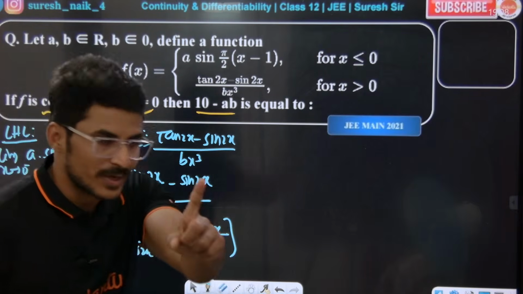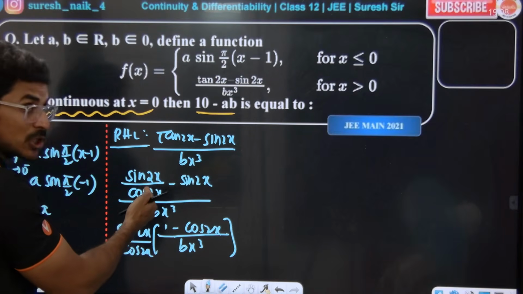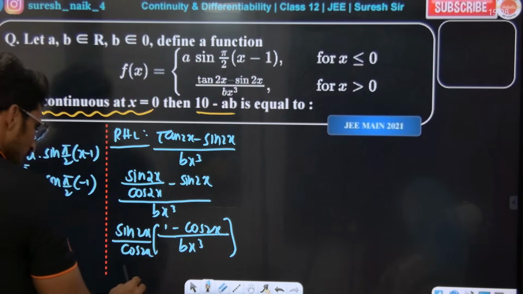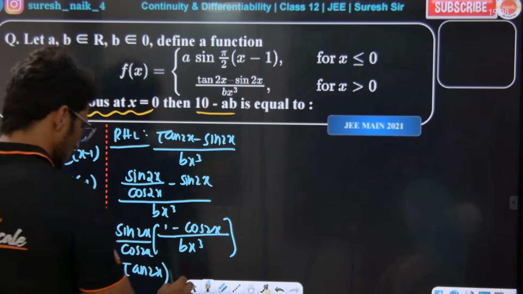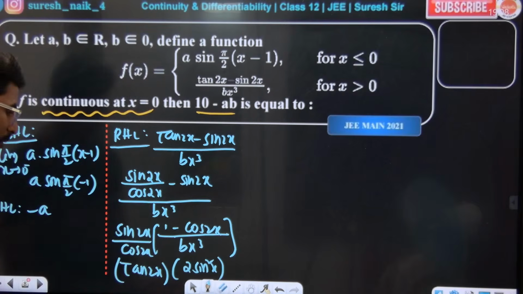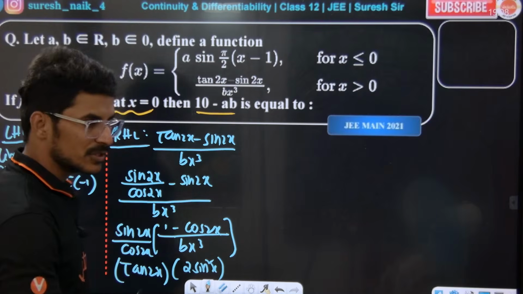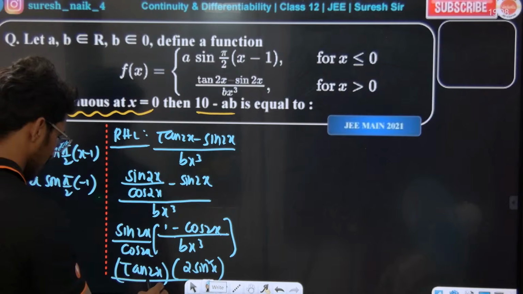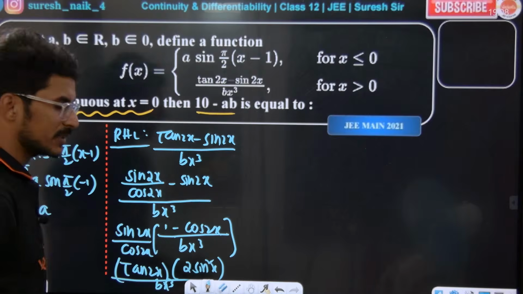Listen to the class. I'm taking sin 2x common. Taking sin 2x common, there is 1 by cos 2x. On cross multiplying we get 1 minus cos 2x, this is tan 2x. What is the formula for 1 minus cos 2x? 2 sin square x. Are you getting the point? 100% clear, sir. Can you see this? Yes, we can see this. I will write it as bx cube. Can you see the board? Yes, sir.